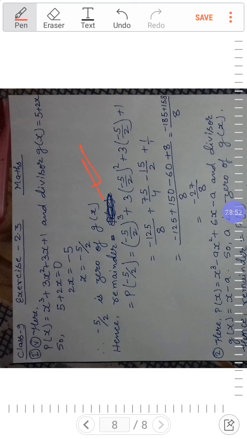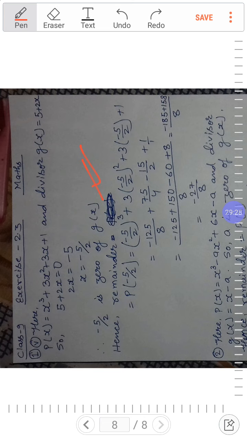So minus 5 by 2 whole cube means what? Minus 5 in the numerator, minus 5 into minus 5 into minus 5. An odd number of times the negative sign is there, so it will be minus, and 5 into 5 is 25, and 25 into 5 is 125. So I have written minus 125 by 8. In the same way here, 5 into 5 is 25, an even number of times the minus sign, so it becomes positive. So 25 into 3 becomes 75, 75 by 4, minus 15 by 2 plus 1.